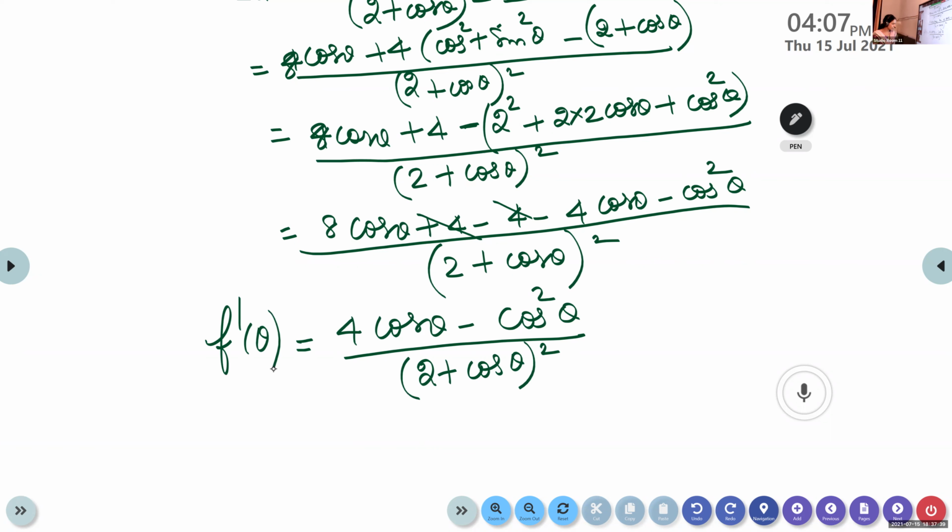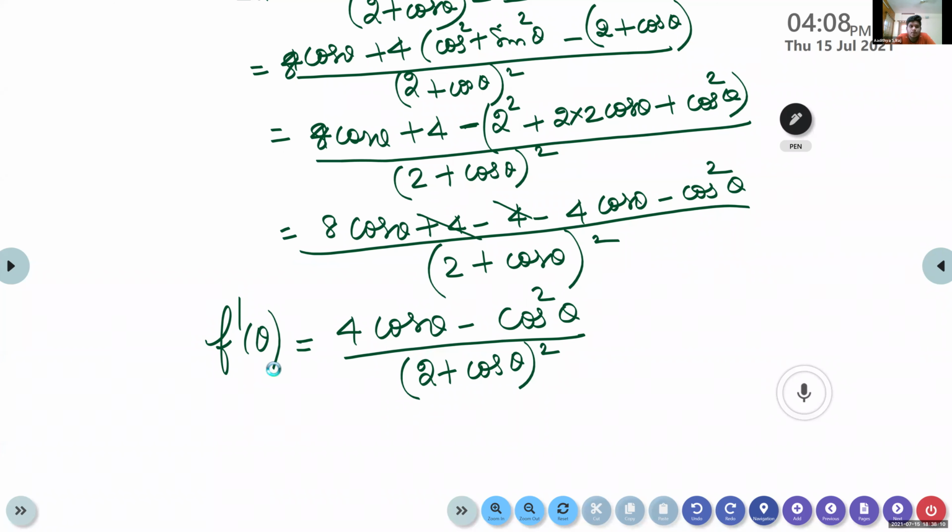Now listen, children. Up to this, is it okay? Now look at the denominator. In the denominator, we have 2 plus cos theta the whole square. So will the denominator value be positive or negative, Aditya? Positive. Why?